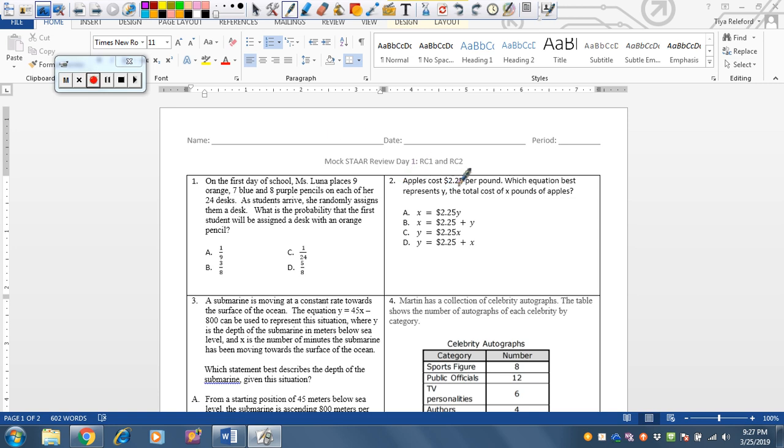Number 2 says apples cost $2.25 per pound. Which equation best represents y, the total cost of x pounds of apples? X is pounds. $2.25 per pound. Per means you are going to multiply or divide. X times $2.25.